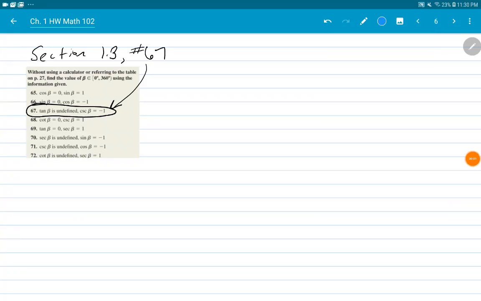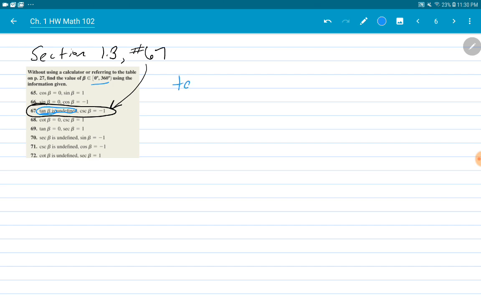In section 1.3, number 67, we have to, without a calculator or looking at the table on page 27, determine the value of beta in the interval 0 to 360 using this information. So our first clue is tangent of beta is undefined.